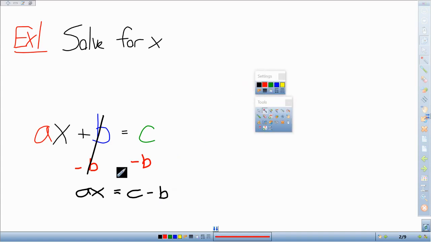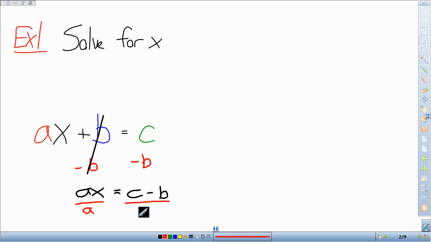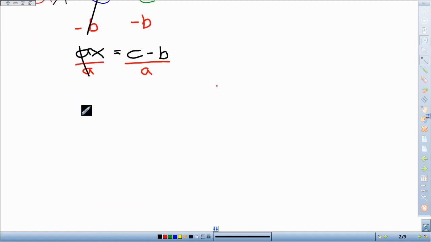Now last thing, we can solve for x. A is being multiplied, so we'll get rid of it by dividing. Just remember the entire right side needs to be divided by a. That's how we'll write it. The a's are canceling, and we are left with x on the left. On the right, we have c minus b divided by a, and that's literally our answer right there. So x equals c minus b divided by a.